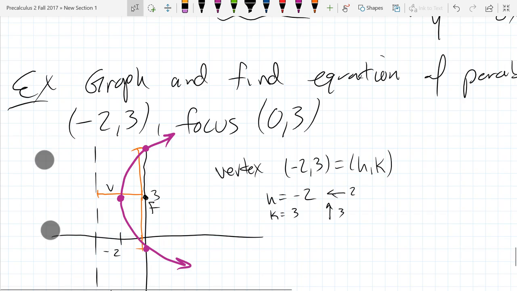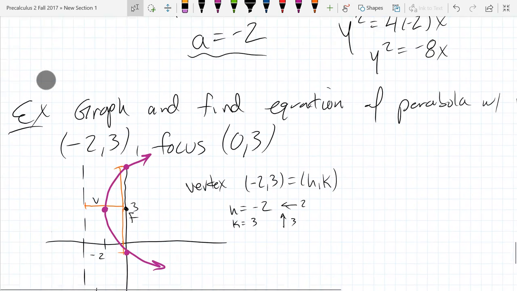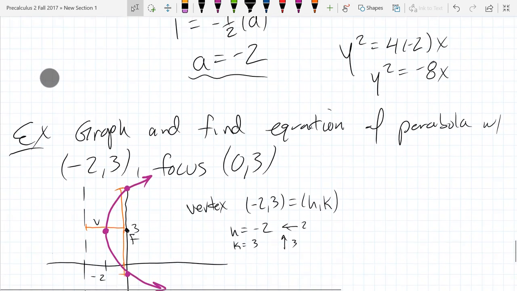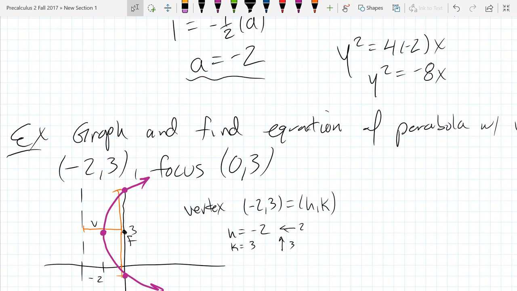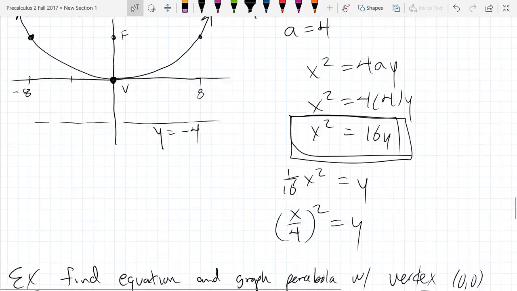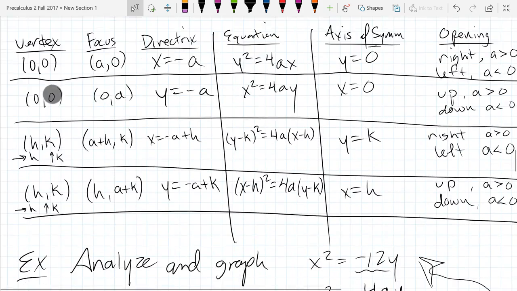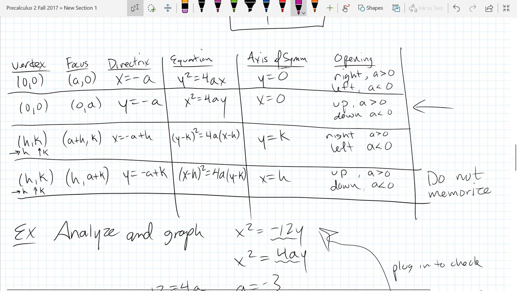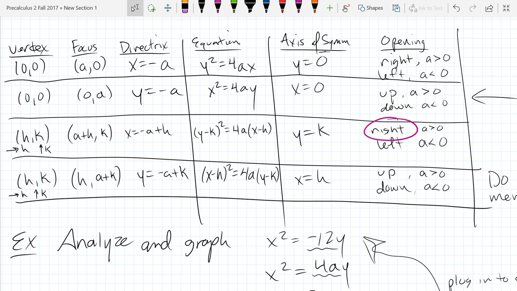So we know h and k. And now we just have to decide, is this row 3 or 4? Let's think about what we have. This opens to the right. It already is pretty obvious from the graph. So it opens to the right. So we're right here, we're in row 3. So go ahead and figure out all the rest of the information.